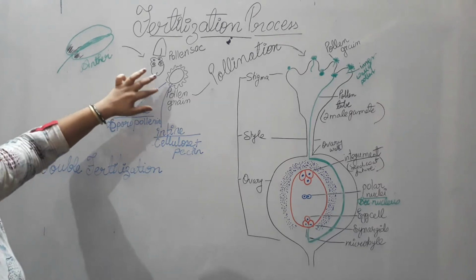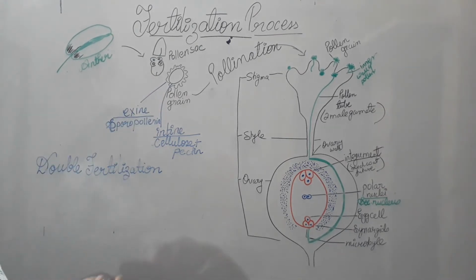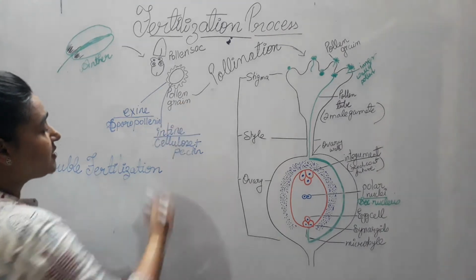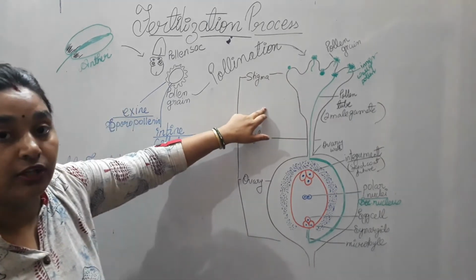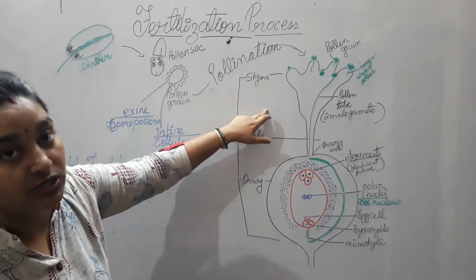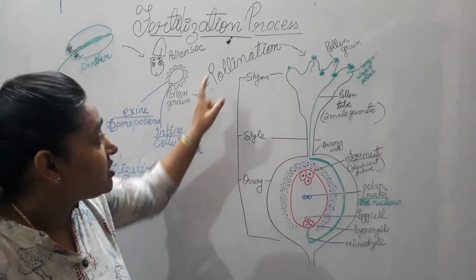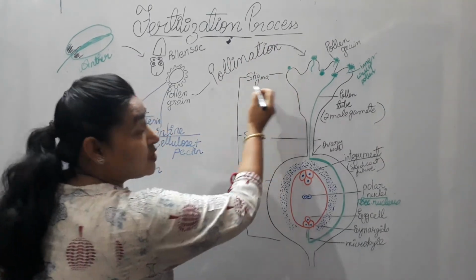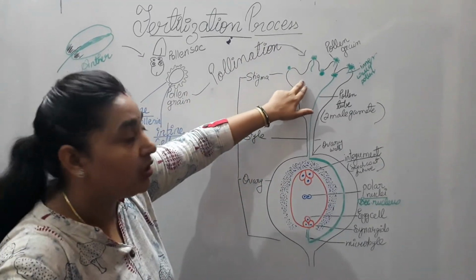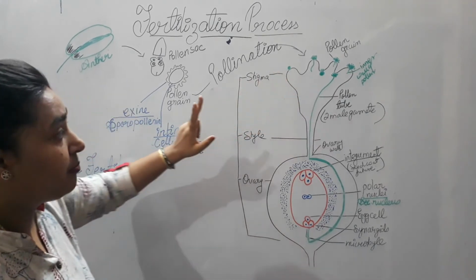Now this pollen grain is pollinated through different agents of pollination like wind, water, and animals such as mammals, reptiles, and birds. Through these different agents it can be pollinated. The pollen lands on the stigma of the female reproductive part of a flower. It can be a bisexual or a unisexual flower. After pollination, the pollen grain lands on the stigma, which is the female reproductive part, right?